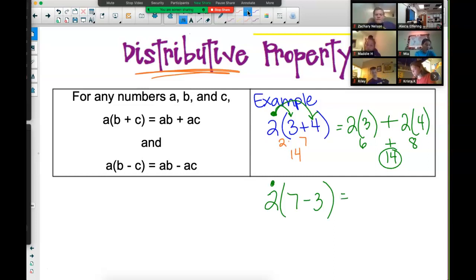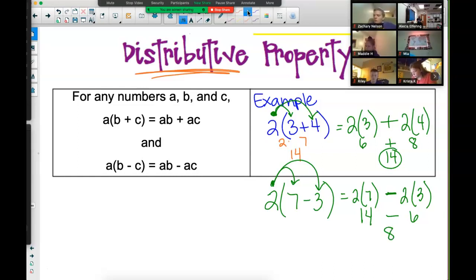Okay, so the 2 has to go to the 7 to be 2 times 7. And the 2 has to go to the 3 to be 2 times 3. What do I put between those this time? Jada? A minus. Because there's a minus sign in the parentheses, I'm going to put a minus sign here. Okay, then we could evaluate. 2 times 7 is 14. 2 times 3 is 6. And we subtract, and we'd have 8. Okay?